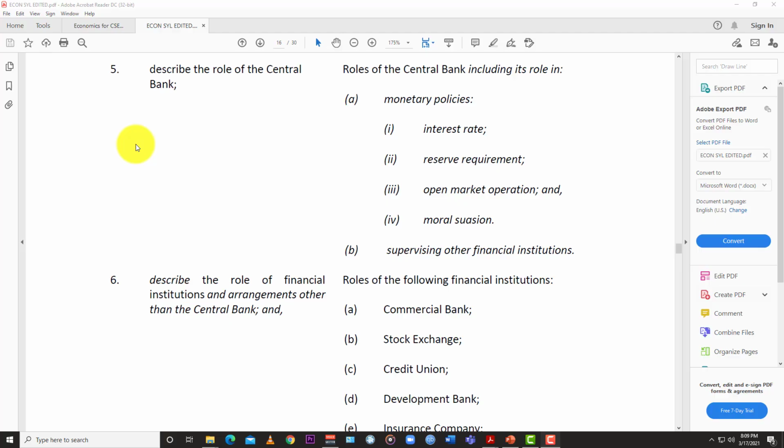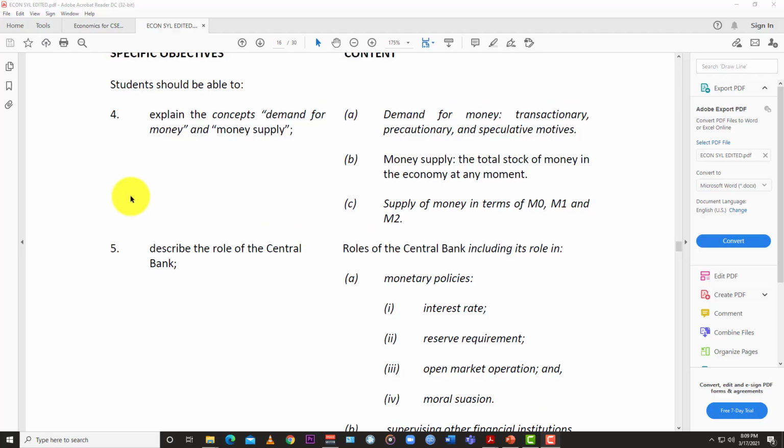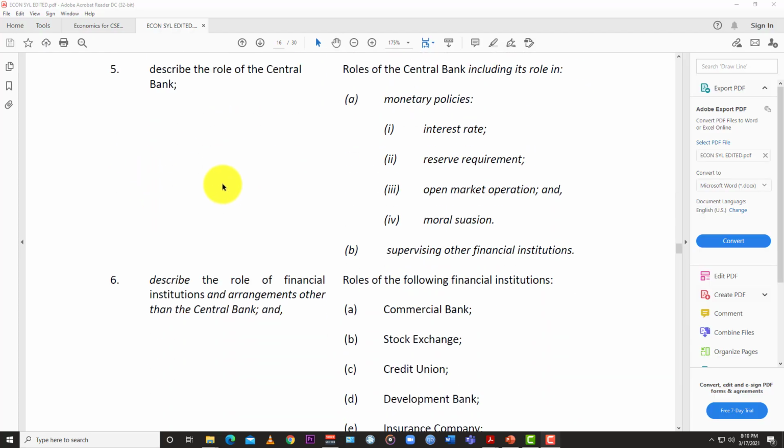So we're going to pick up where we left off last time. We were looking at money and the supply and demand of money, and so today we're going to be looking at the role of the central bank. So we're going to dedicate this video to just the role of the central bank.